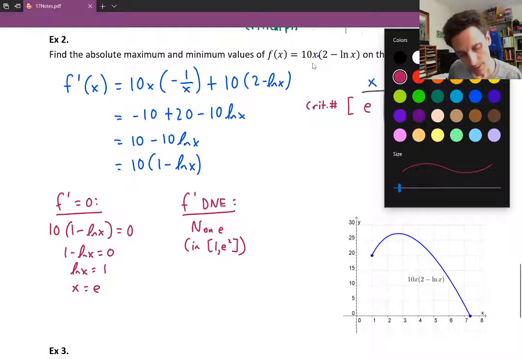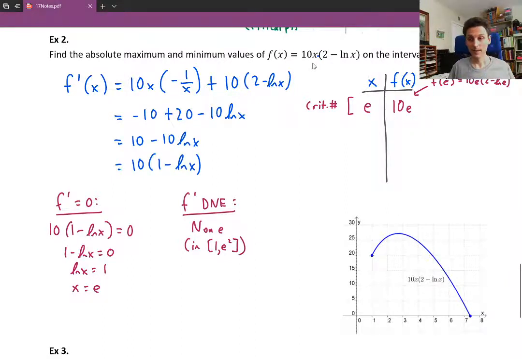Now we're going to look at our endpoints. The endpoints are 1 and e squared. We'll plug those into the function. So we've got 10 times 1, which is 10. And then here, ln 1 is 0. 2 minus 0 is 2. 2 times that 10 gives us 20. If you plug in e squared, ln e squared is 2. 2 minus 2 is 0, times whatever is 0. These are our endpoints.